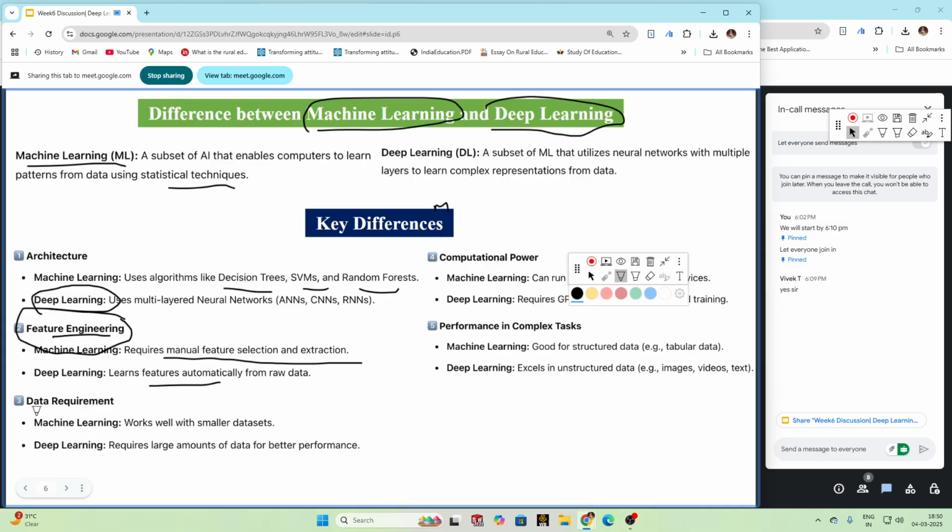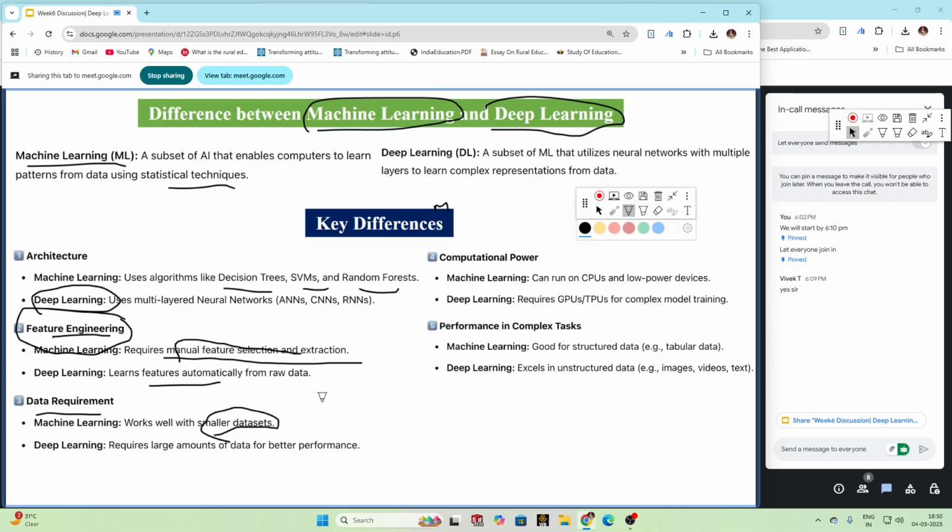Then the data requirement: machine learning can work with a smaller data set, and deep learning requires a large amount of data. Now why is this so? In machine learning, we are supplying the features, we are doing the feature selection and extraction manually. Okay, so we are giving everything to the model. But as deep learning learns the features automatically from raw data, it requires more data to make a better supervised learning model. So this is the data requirement.